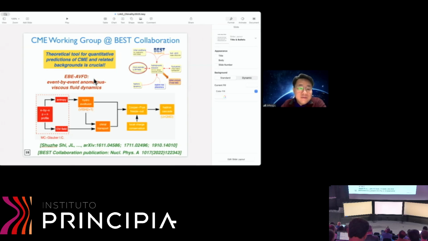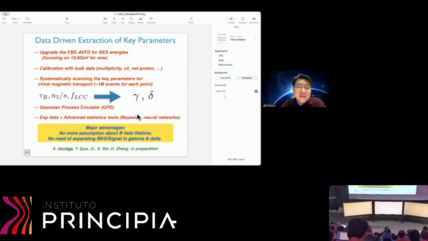So based on this event-by-event anomalous viscous fluid dynamics, this was the framework that we developed for quantitatively simulating both the CME transport and the background in the heavy-ion environment. The details are in these publications. What we did new here is that we want to upgrade this for the BES energy, because there are some differences between 200 GeV and, for example, 19.6 GeV. So we made a lot of changes or upgrades so that it can be suited for simulating the bulk evolution at this kind of energy. For now, we're focusing on 19.6 GeV.